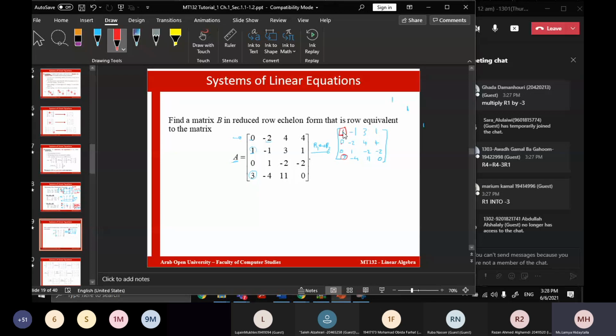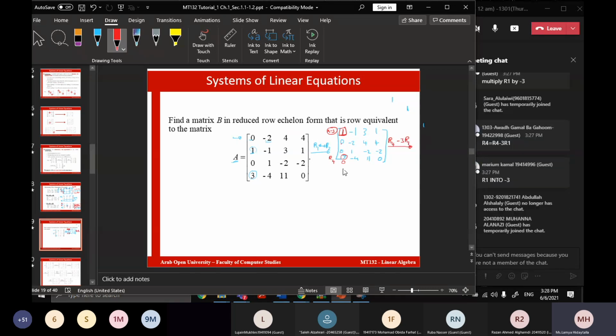We said when I find the leading one, I should make all the other elements in the same column zeros. In particular, this one, I should make it 0. It is in which row? It is in the row R4. I'm going to change the 4th row. How can I change the 4th row? The new R4 is equal to the previous R4 times here minus 3, correct? So minus 3 R1.